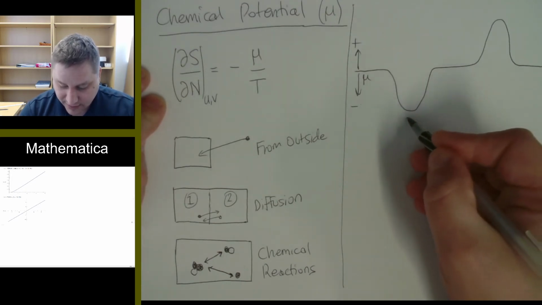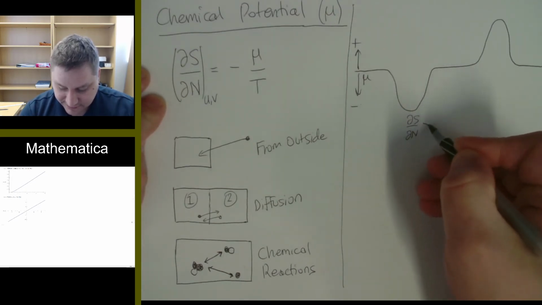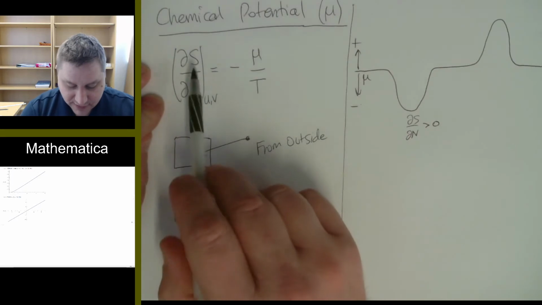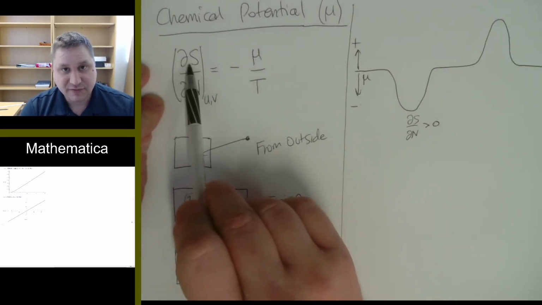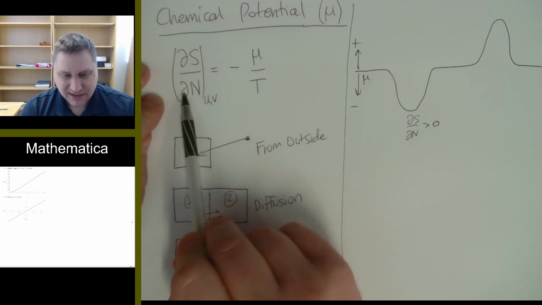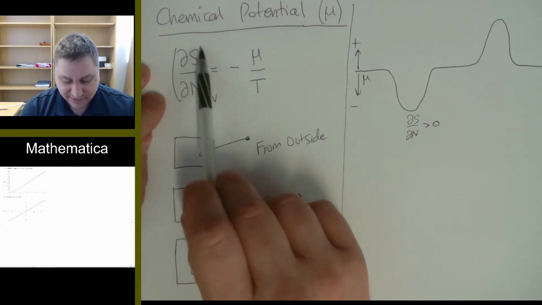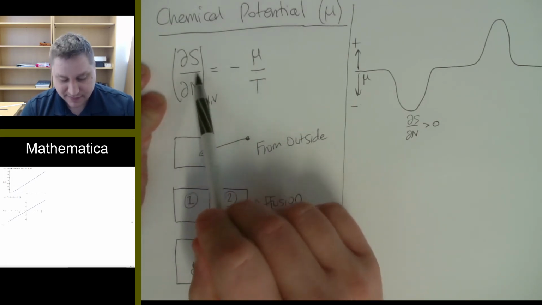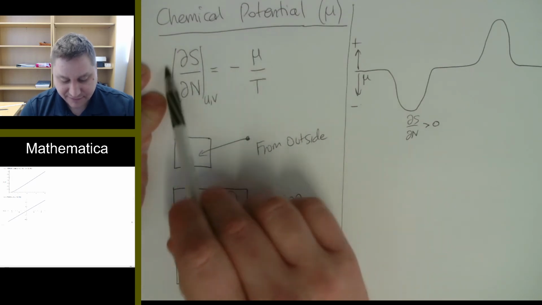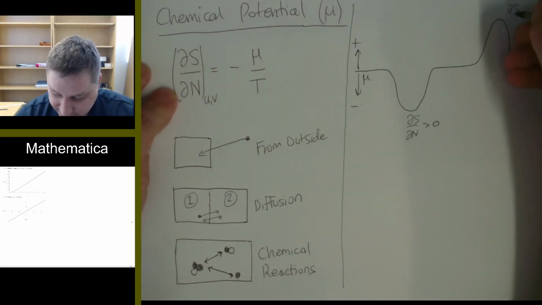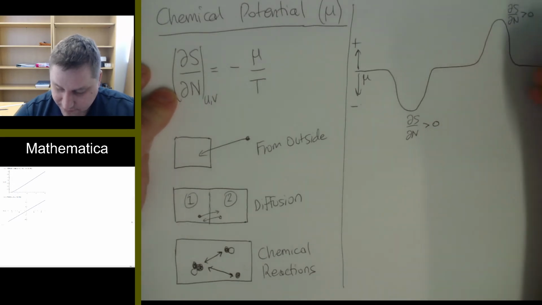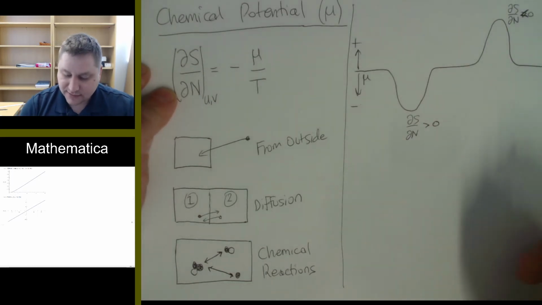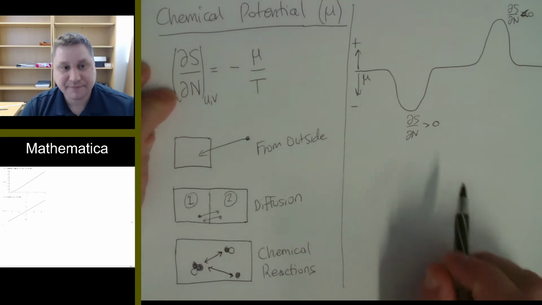So this is a system where dS/dN at this point is big. If a system, for some reason, gains a lot of entropy by losing particles, that is going to give this a negative value. dN goes down while dS goes up. That is going to give that system a negative derivative here and a positive chemical potential. So dS/dN would be negative down here, and that means the chemical potential would be positive.